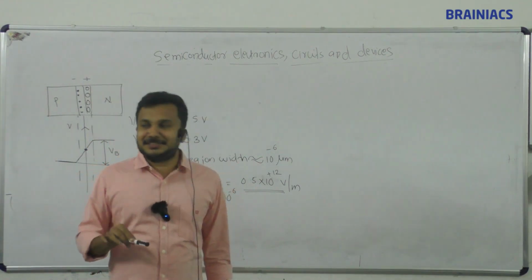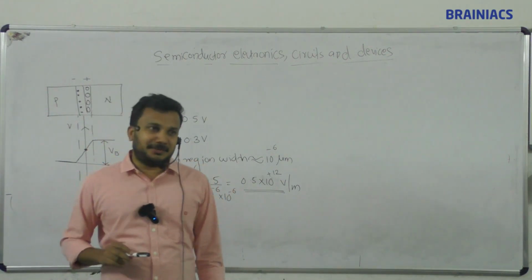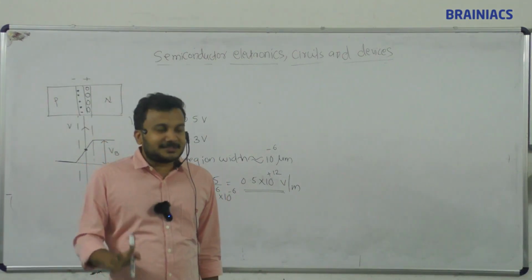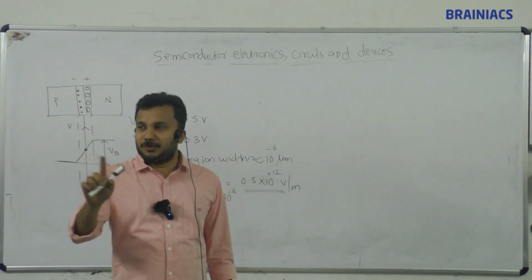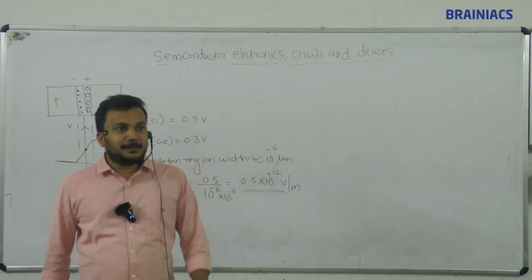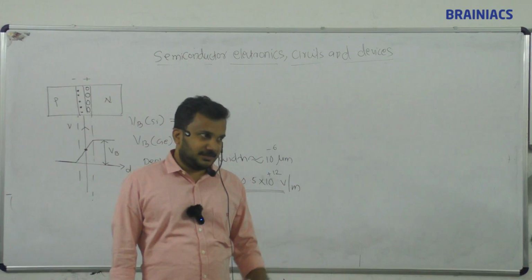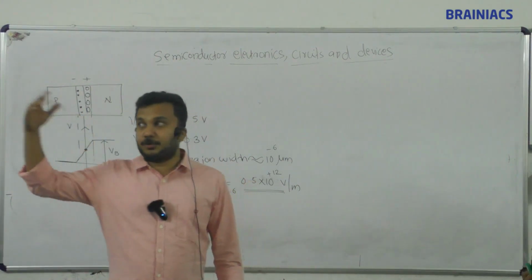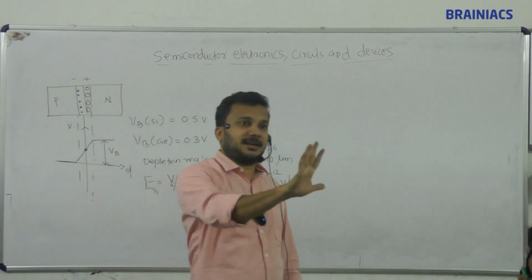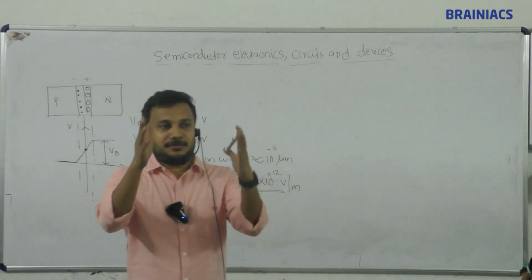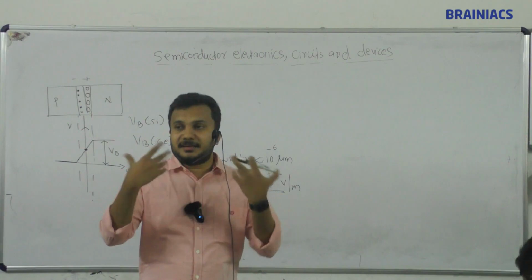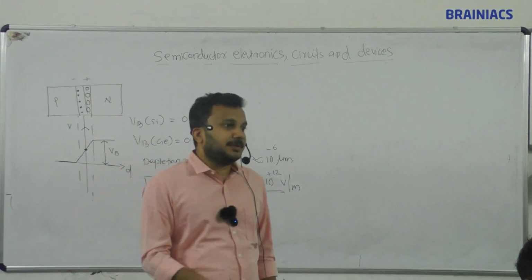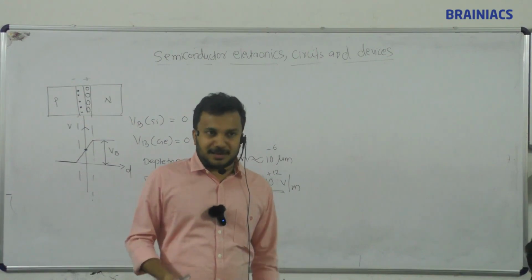Biasing in physics is simply called voltage. There are a lot of meanings for biasing, but in physics it simply means voltage. So forward bias means forward voltage, and reverse bias means reverse voltage. We are going to learn characteristics in two contexts: forward characteristics and reverse characteristics. In forward characteristics, I connect the diode one way. In reverse characteristics, I connect the diode the other way. Then I will see how it behaves.